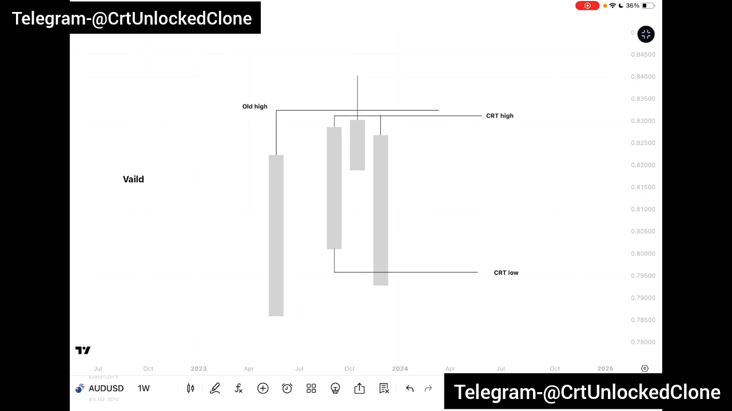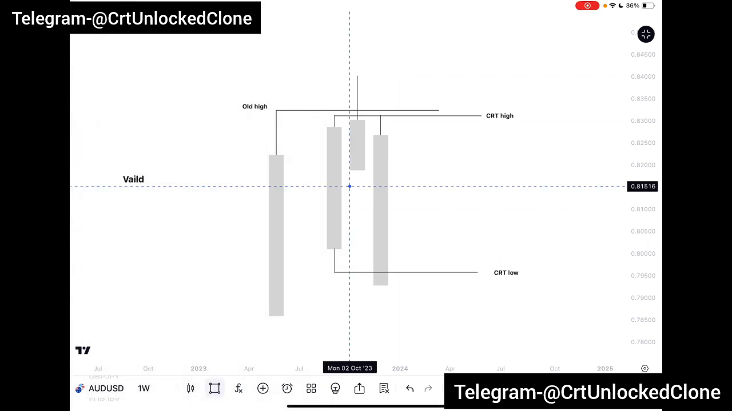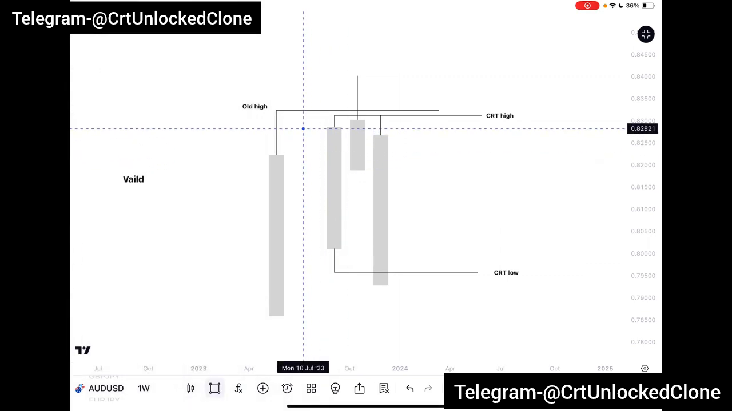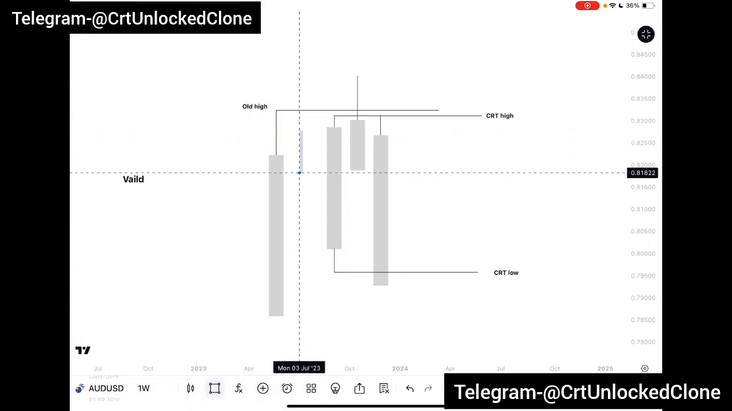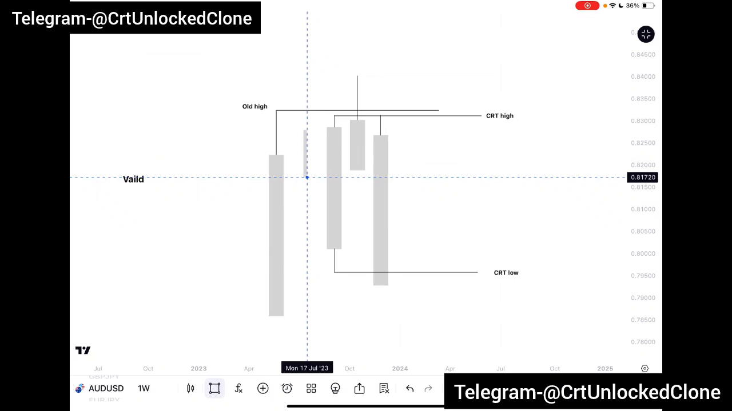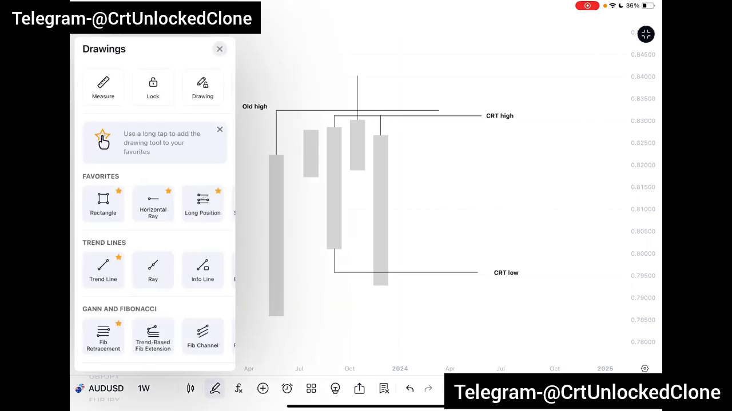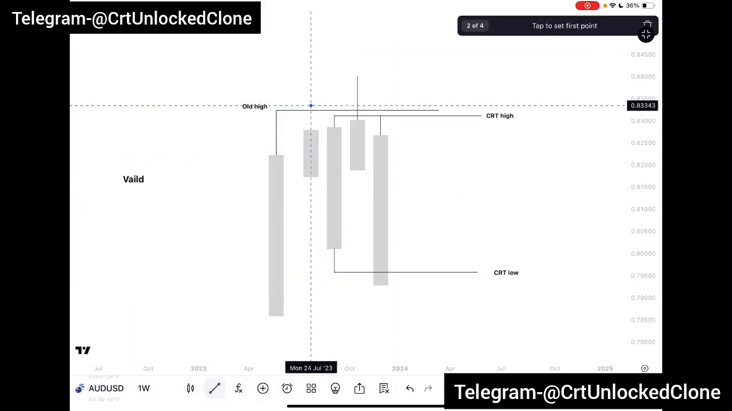And now let's go for the third scenario. So listen very carefully, guys. So now here, before the CRT candle, we got another random candle which purged the key level old high.